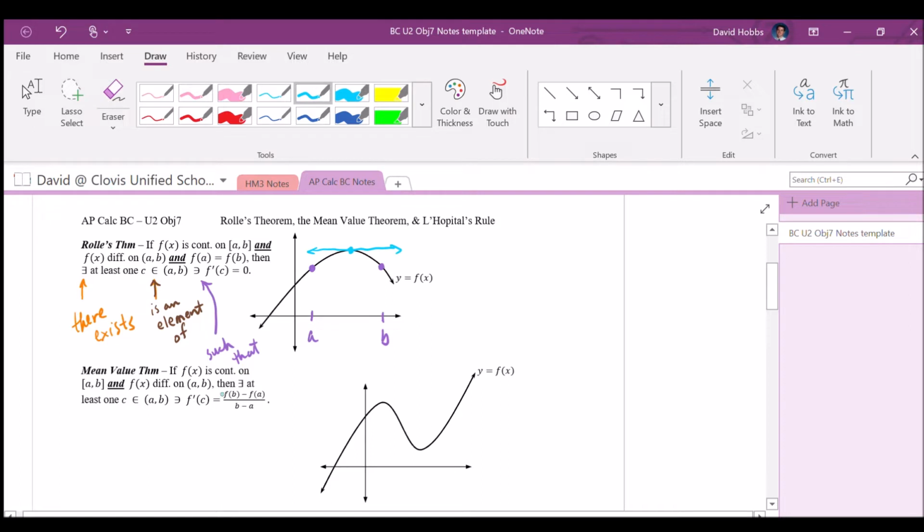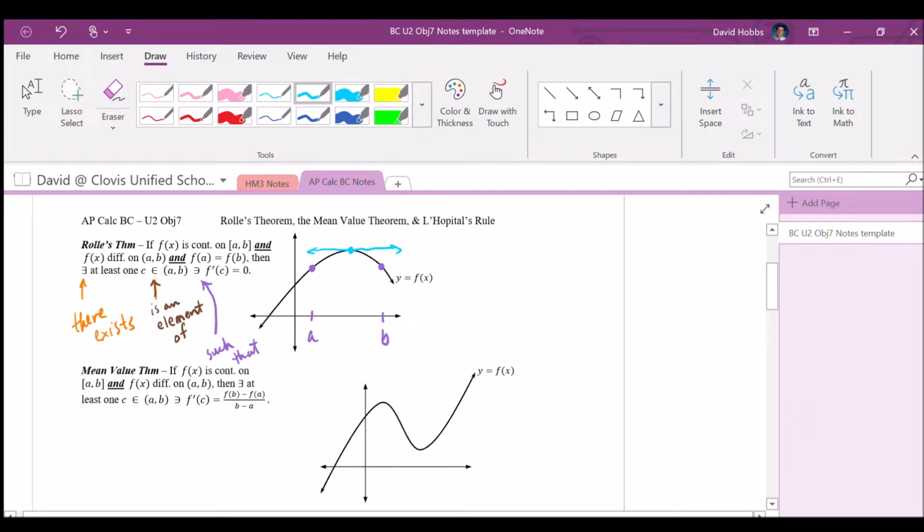Then there exists, oh look, same symbols, but now we know what they mean, at least one c that's in the open interval from a to b such that f prime of c is equal to, oh my goodness, it's not just equal to 0, it's equal to f of b minus f of a over b minus a.